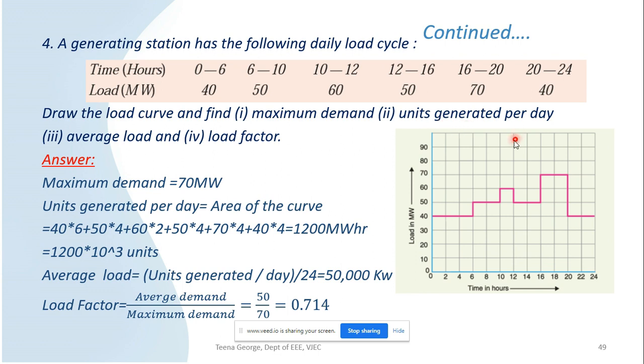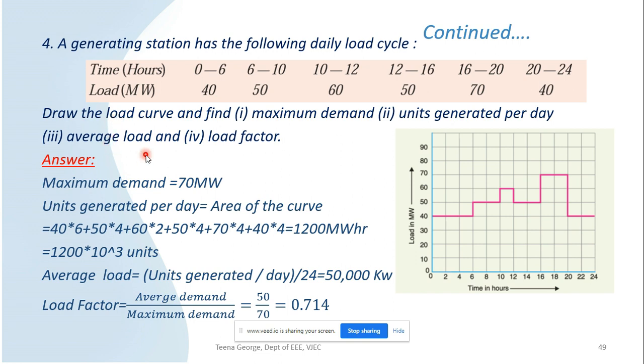Next is units generated per day. We know that the area under the load curve gives units generated per day. Area is load into time of operation. That is 40 into 6 plus 50 into 4 plus 60 into 2 plus 70 into 4 plus 50 into 4 plus 70 into 4 plus 40 into 4. That is the area under the load curve, which is 1200 megawatt hour, the units generated per day.